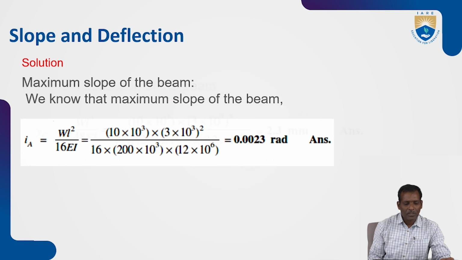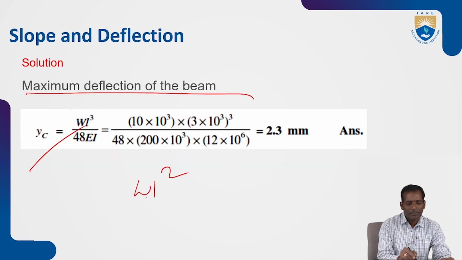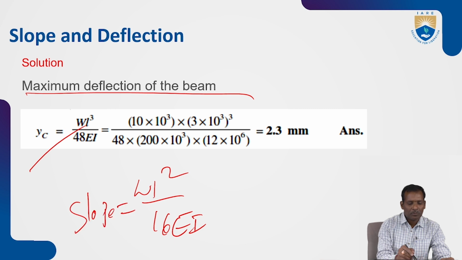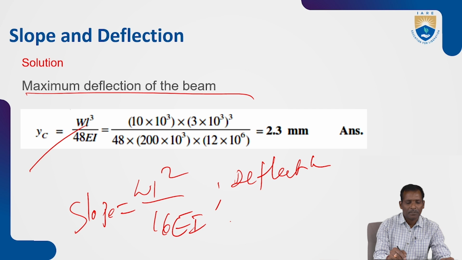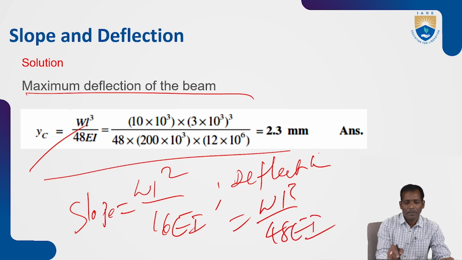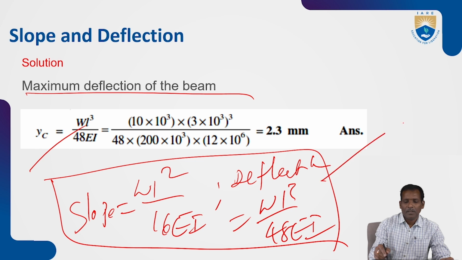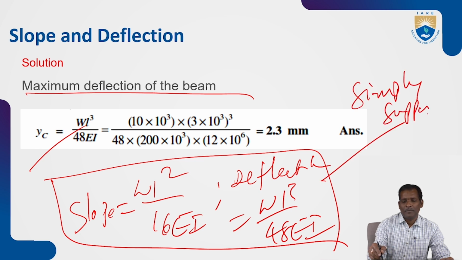So the slope is WL squared by 16 EI, and the deflection for a simply supported beam is WL cube by 48 EI.